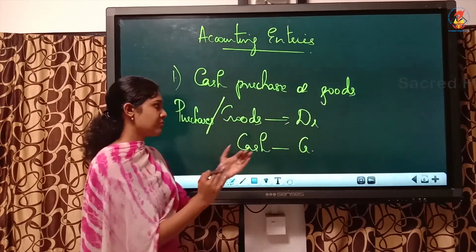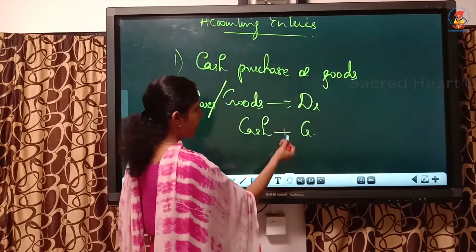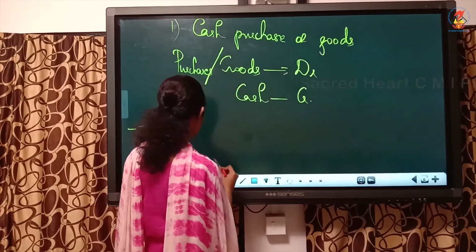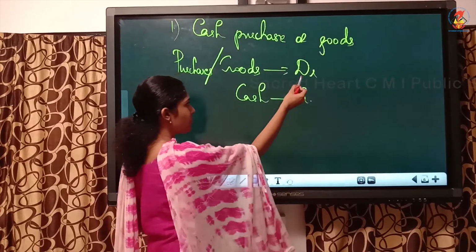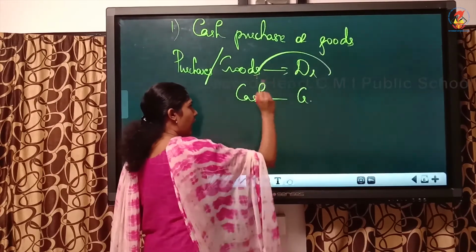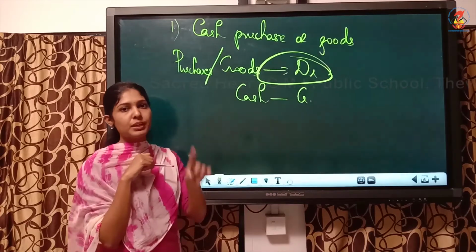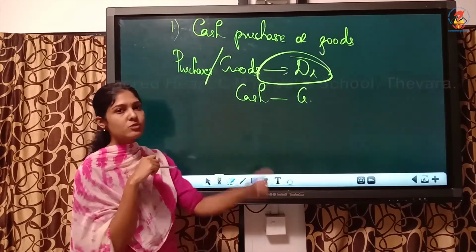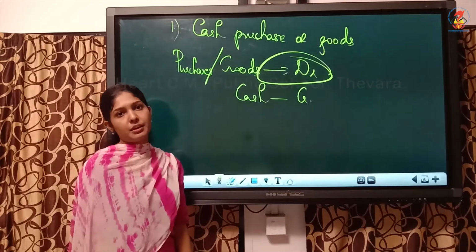So you have to specify. Now we'll see how to write the journal entry. So which one to be written first? That's a question. The item which we debited should be written first. That means purchases account should be written first.